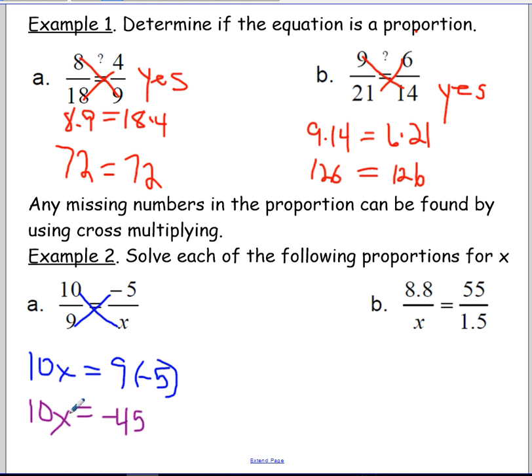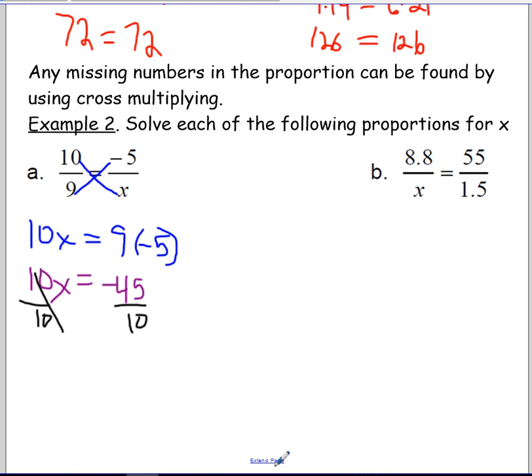And so 10 times something is equal to -45. To find out what that something is, or our x, we will divide both sides by that coefficient, or that front number of x. So we're dividing by 10. And -45 divided by 10 is -4.5. So x is equal to -4.5 to make this a true proportion. And you can always plug it in for x and cross multiply to make sure that you get the same number.